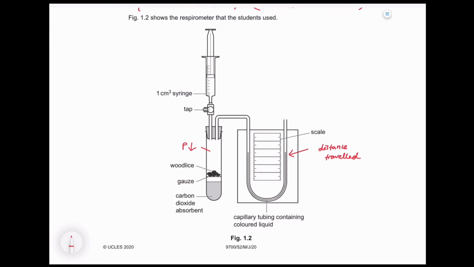And next thing, we observe that there's actually wood lice used. So this will be something that we need to think of to see how we would want to standardize this. Carbon dioxide absorbent, what is the use of it and how are we going to standardize? And what's the use of this syringe and the tap? So these are the details that we can include in our planning.